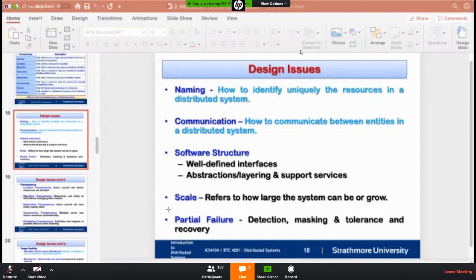And of course, we also talked about partial failure. In case of partial failure, we need to be able to detect that something has failed, we can mask some of those failures, we can tolerate those failures, and we can have recovery without necessarily the users knowing that. So these are design issues that are very important from what I've discussed, that someone must be very clear about.